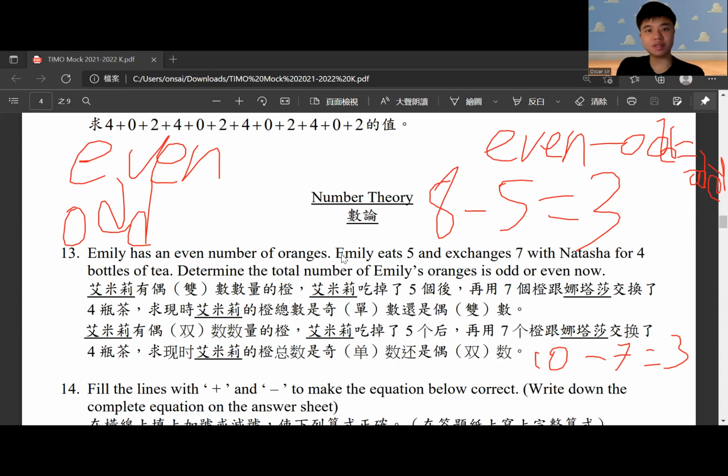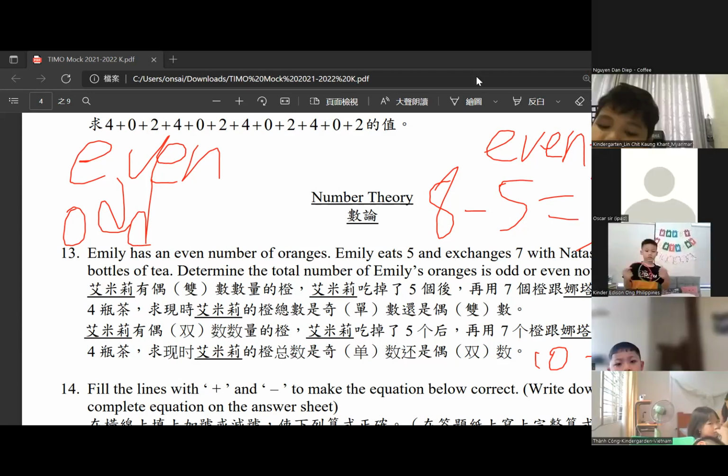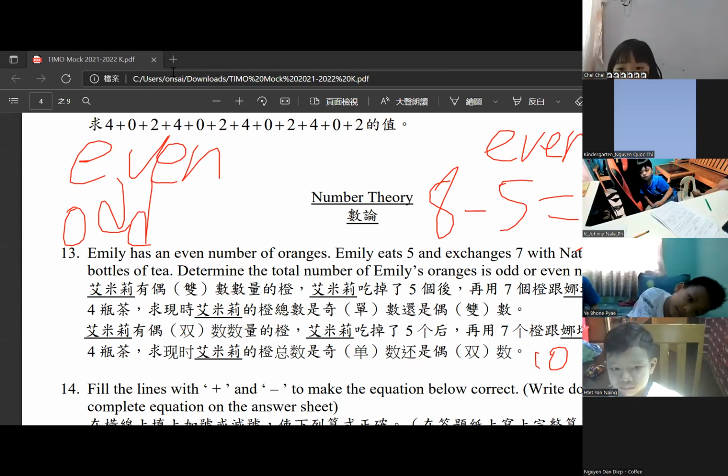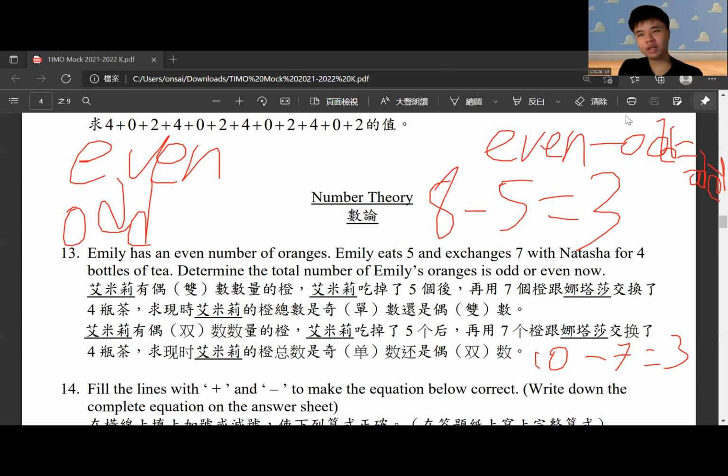Very nice. This is a very useful skill, because now you may think, I can remember it, it's so easy: even plus even is even, even minus even is even. But when you are having the exam or the competition, you may be very nervous. Have you joined a competition before? Yes. Some people may be joining for the first time, and you may be nervous and think, I can't remember the equation or the property of numbers.